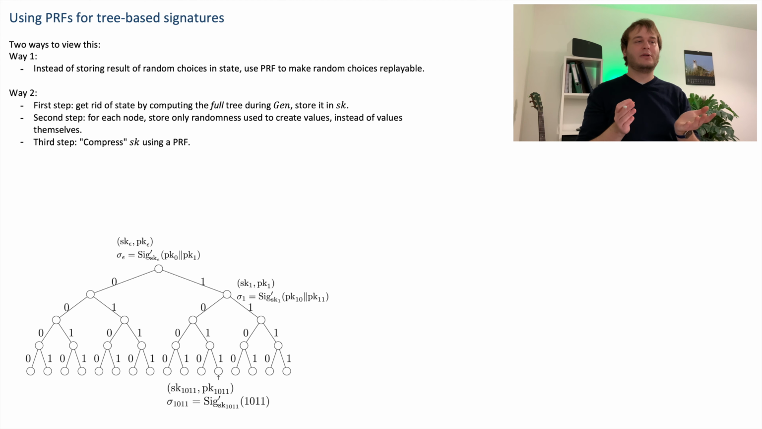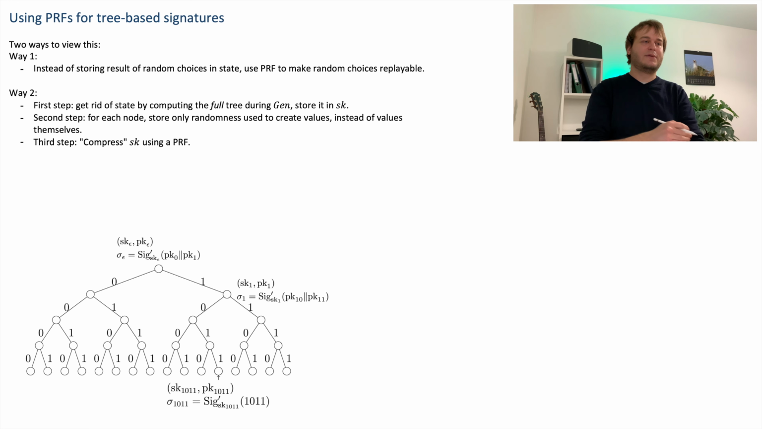So in this way of viewing it, you don't need the state anymore because you just generate everything new, and you use a PRF to make sure that everything you're generating new uses the same randomness, so that you will get the same result every time. There's a different way of looking at it, which I think would make the security proof for this easier.